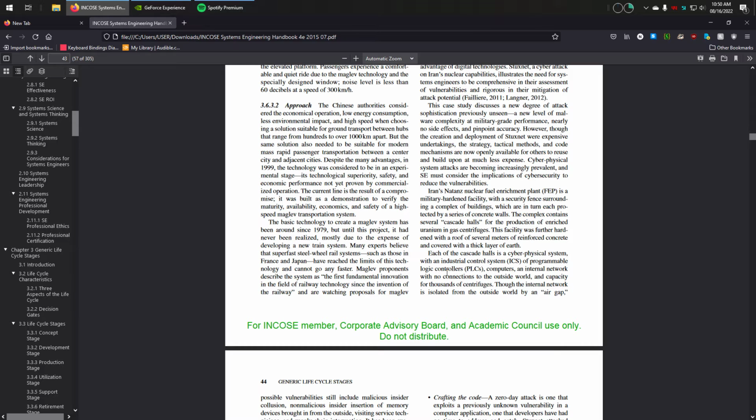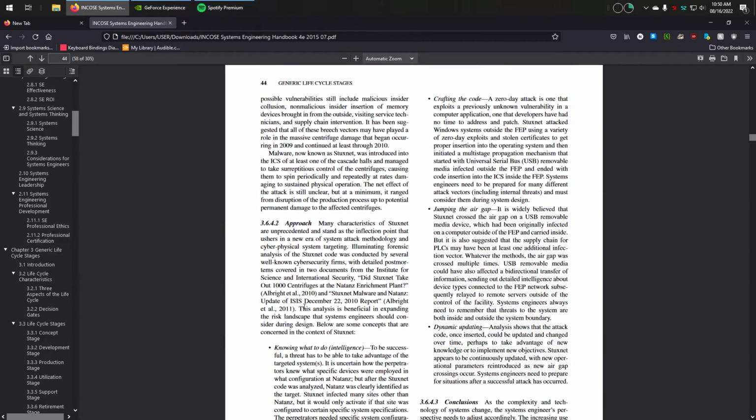Though the internal network is isolated from the outside world by an air gap, possible vulnerabilities still include malicious insider collusion, non-malicious insider insertion of memory devices brought in from the outside, visiting service technicians, and supply chain intervention. It has been suggested that all of these breach vectors may have played a role in the massive centrifuge damage that began occurring in 2009 and continued at least through 2010.